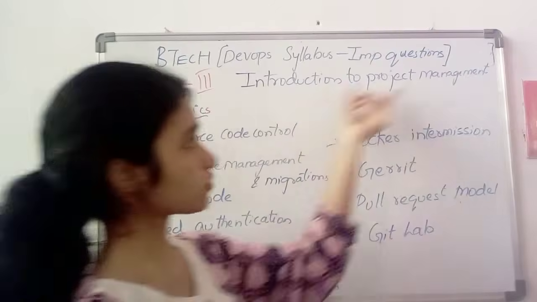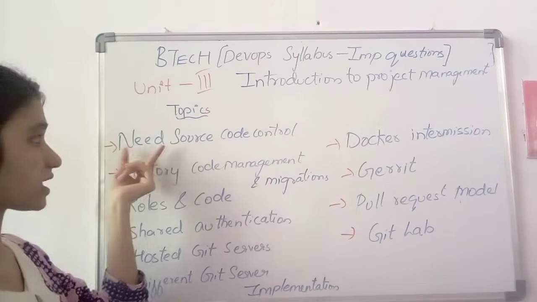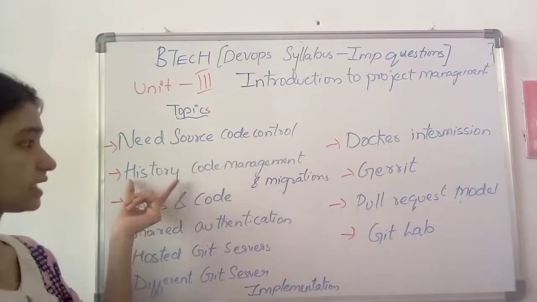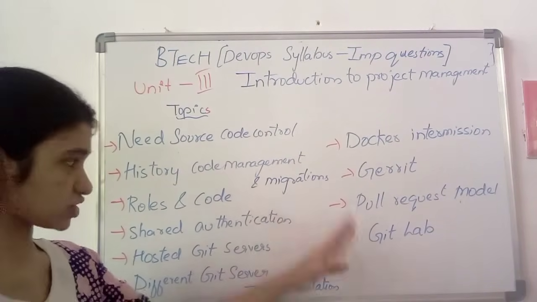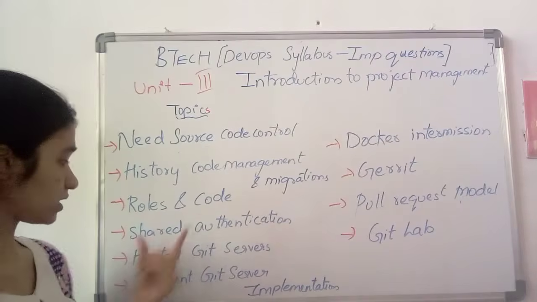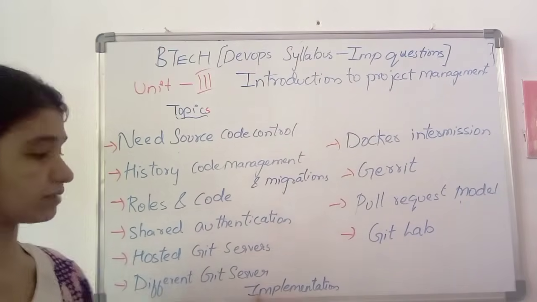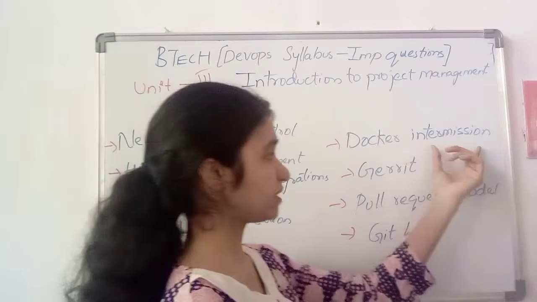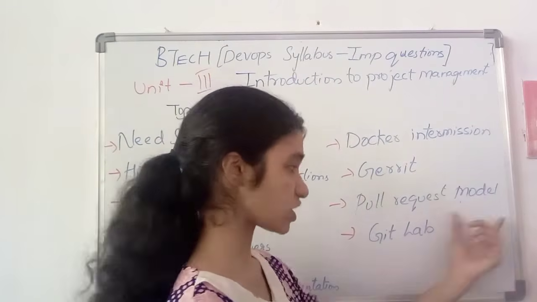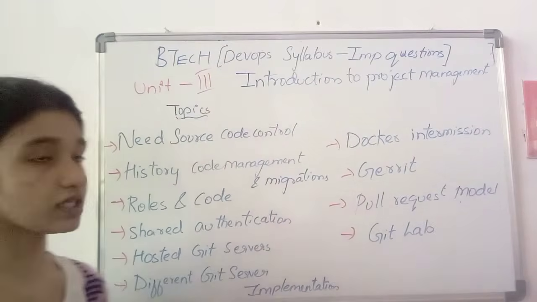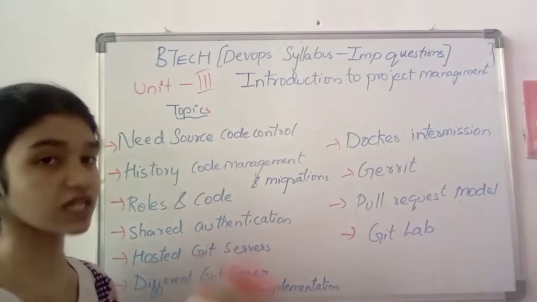It is introduction to project management. Okay, and the topics are need for source code control, history of code management and migration, roles and code, shared authentication, hosted Git server, different Git server implementations, Docker implementation, Git, pull request model, and GitLab. So these are all the topics which we have to cover.